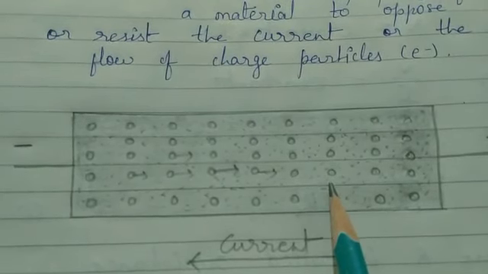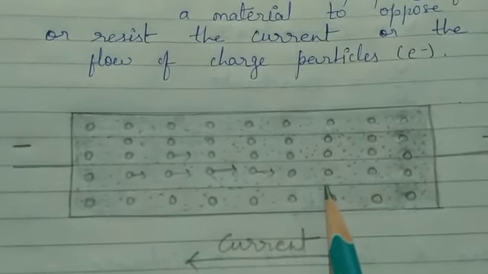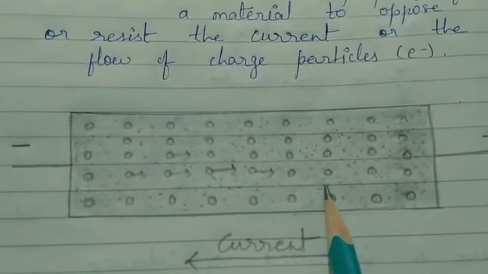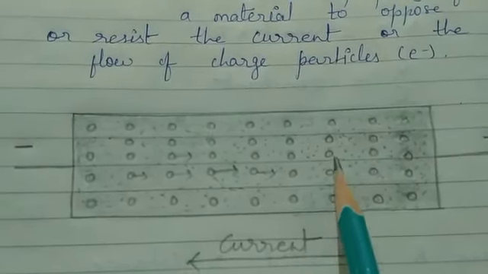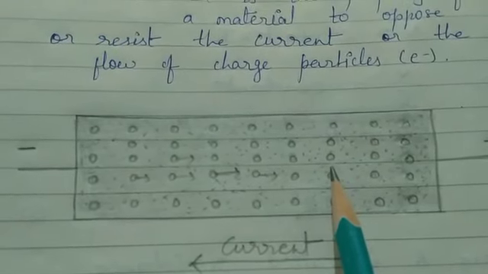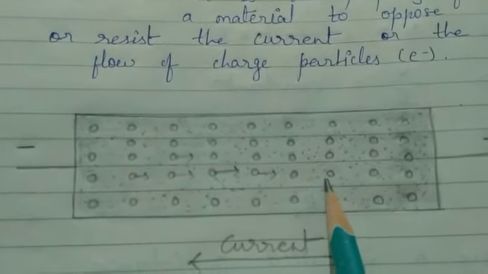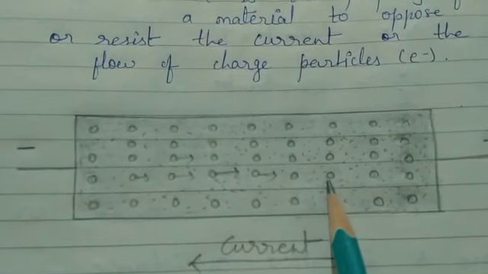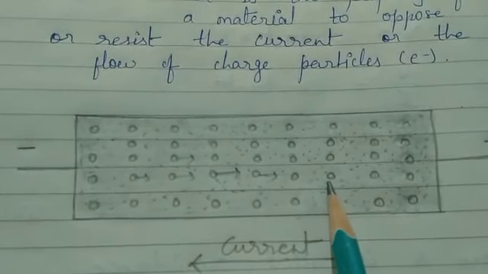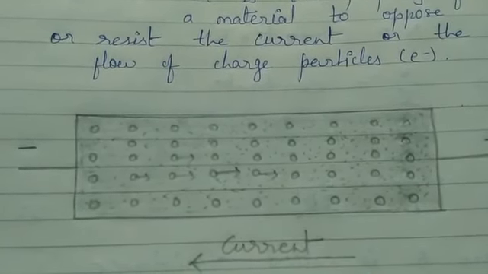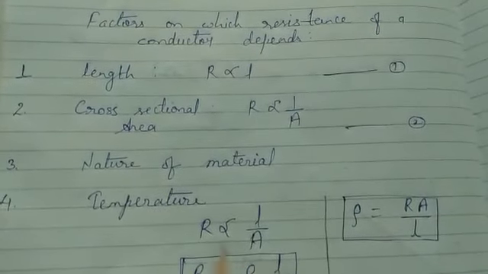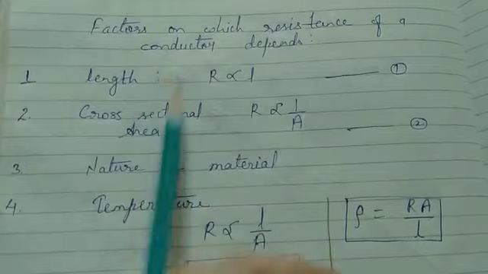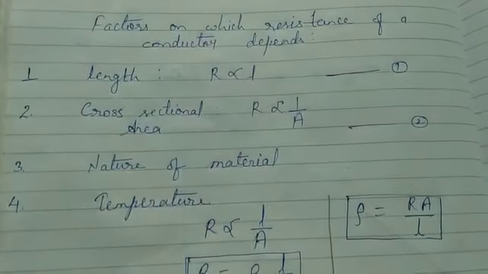So here we can understand one more thing, that resistance is an inherent property of a conductor. Because all conductors have atoms, that means all conductors have some resistance. So it is the inherent property of a conductor. Now let's discuss some factors on which the resistance of a conductor depends.